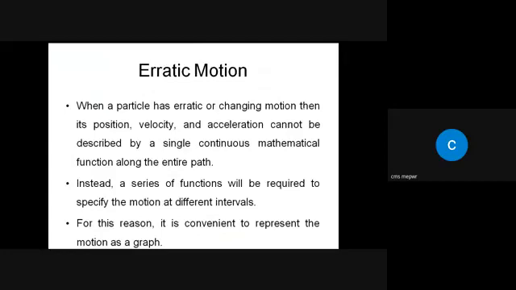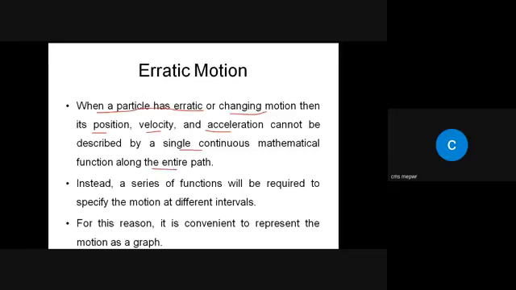Okay, now what is erratic motion? When a particle has erratic motion, the motion of the particle cannot be represented by a single equation. For every range of time, you must have a different set of equations. In such cases, when a particle has erratic or changing motion, its position, velocity, and acceleration cannot be described by a single continuous mathematical function along the entire path. We might have more than one equation. It can be 2, 3, 4, 5, and so on.